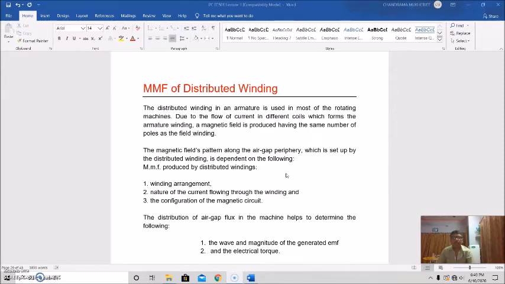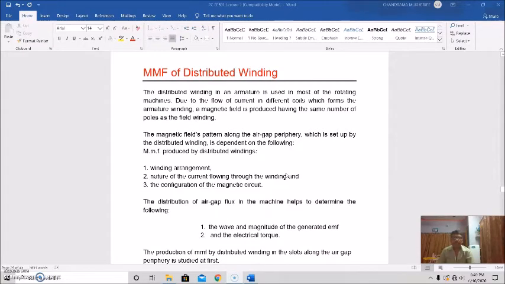So, distributed winding is actually the total winding of the stator or armature being distributed in different slots along the periphery of the armature or stator. Most of the cases in AC machines, distributed windings in armature are used for most of the rotating machines.